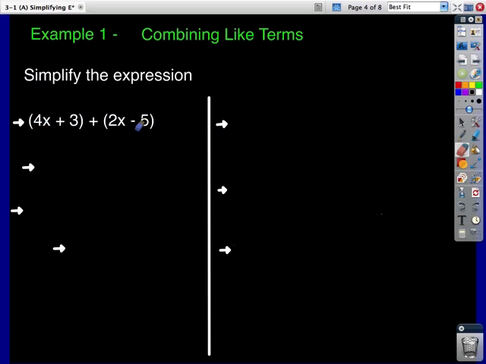We talked about that a little bit already. Well, when you're faced with something that looks like this, the first thing that you have to do is get rid of the parentheses. So I distribute to get rid of the parentheses.